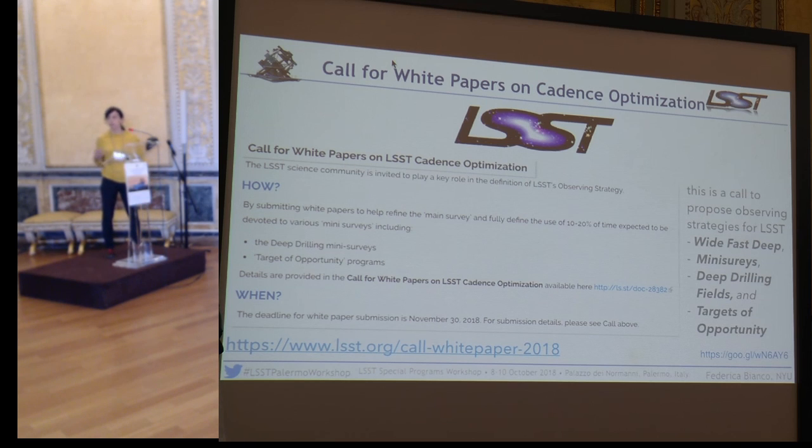The call asks the community, not only the science collaborations, but the entire scientific community, including people that don't hold data rights, and this is important because it makes the process maybe very competitive, even more than if it was just within the science collaborations, to submit white papers to define the details of the cadences, including the deep drilling fields and target of opportunity. These are mentioned specifically. This is an extract from the webpage of the white paper proposal call. These are mentioned specifically, but really this call covers all of the science, all of the LSST cadences. And I'll tell you what I mean by that in a second.